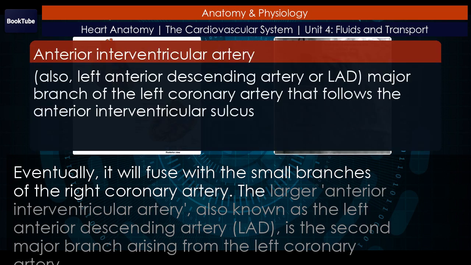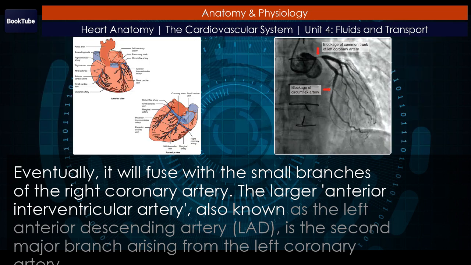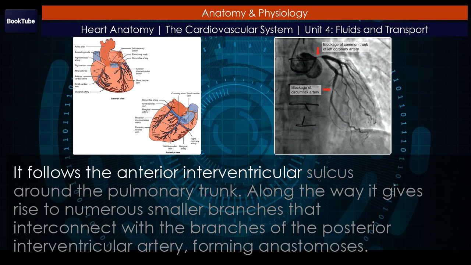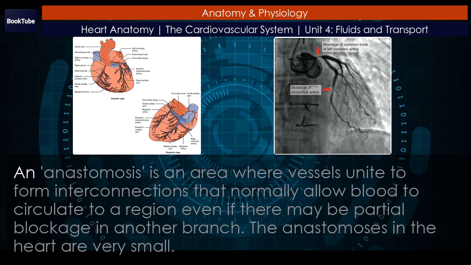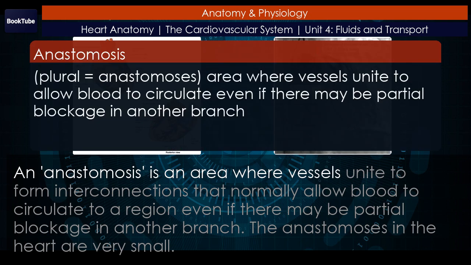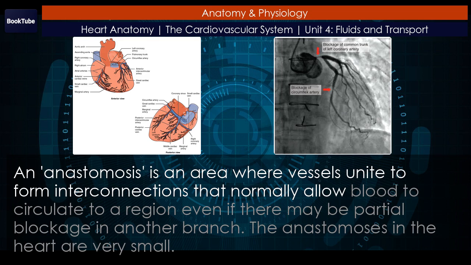The larger anterior interventricular artery, also known as the left anterior descending artery, LAD, is the second major branch arising from the left coronary artery. It follows the anterior interventricular sulcus around the pulmonary trunk. Along the way it gives rise to numerous smaller branches that interconnect with the branches of the posterior interventricular artery, forming anastomoses. An anastomosis is an area where vessels unite to form interconnections that normally allow blood to circulate to a region even if there may be partial blockage in another branch.